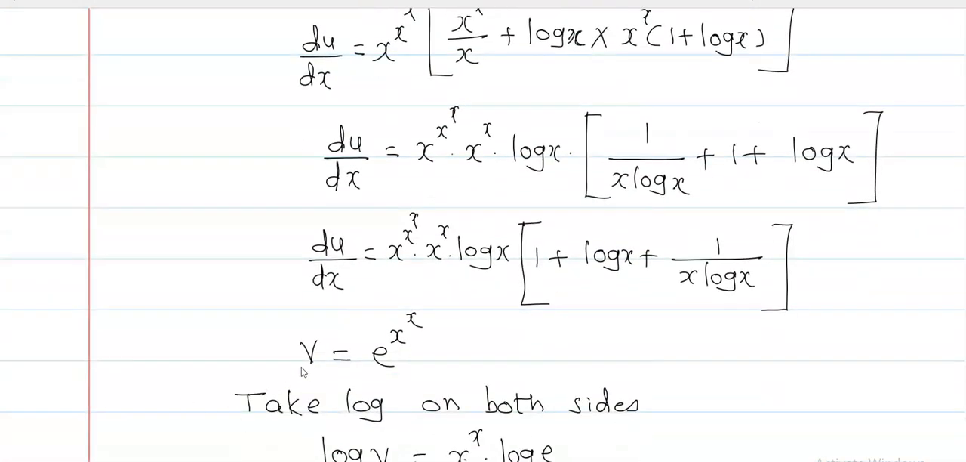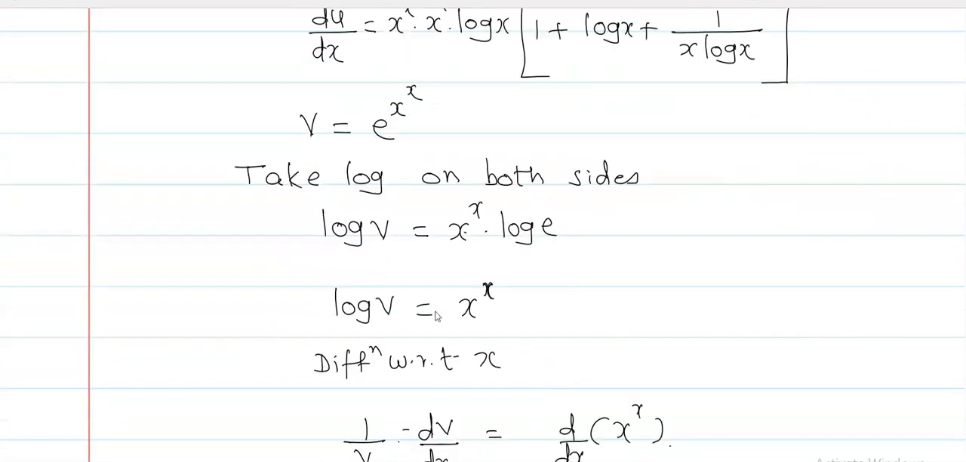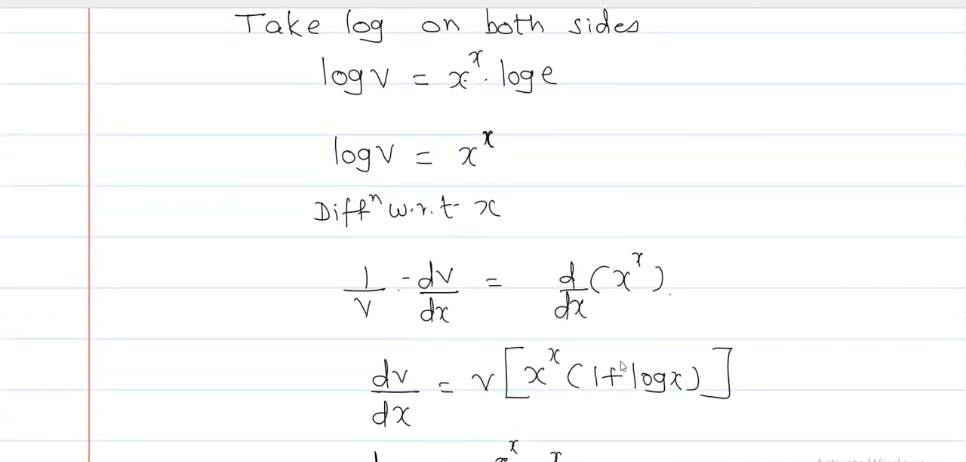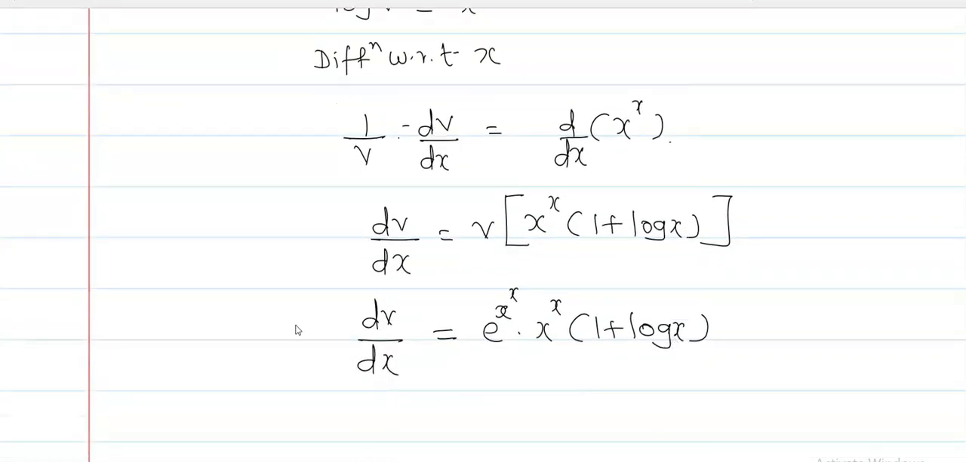Next is v is equal to e raised to x raised to x. Log of v is equal to x raised to x. Log of v means what? 1 upon v into dv by dx, d/dx of x raised to x. The derivative of x raised to x is x raised to x in bracket 1 plus log x. Therefore here we are substituting dv by dx is equal to e raised to x into x raised to x in bracket 1 plus log x.